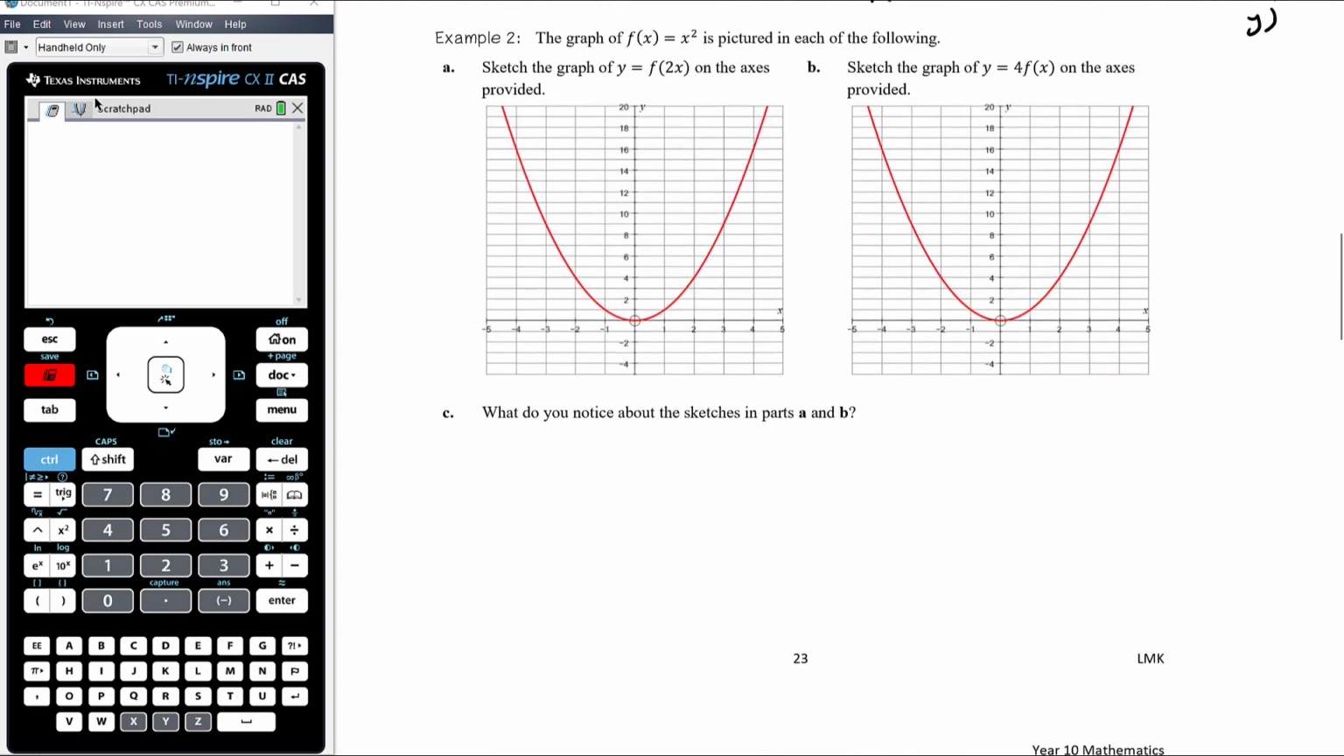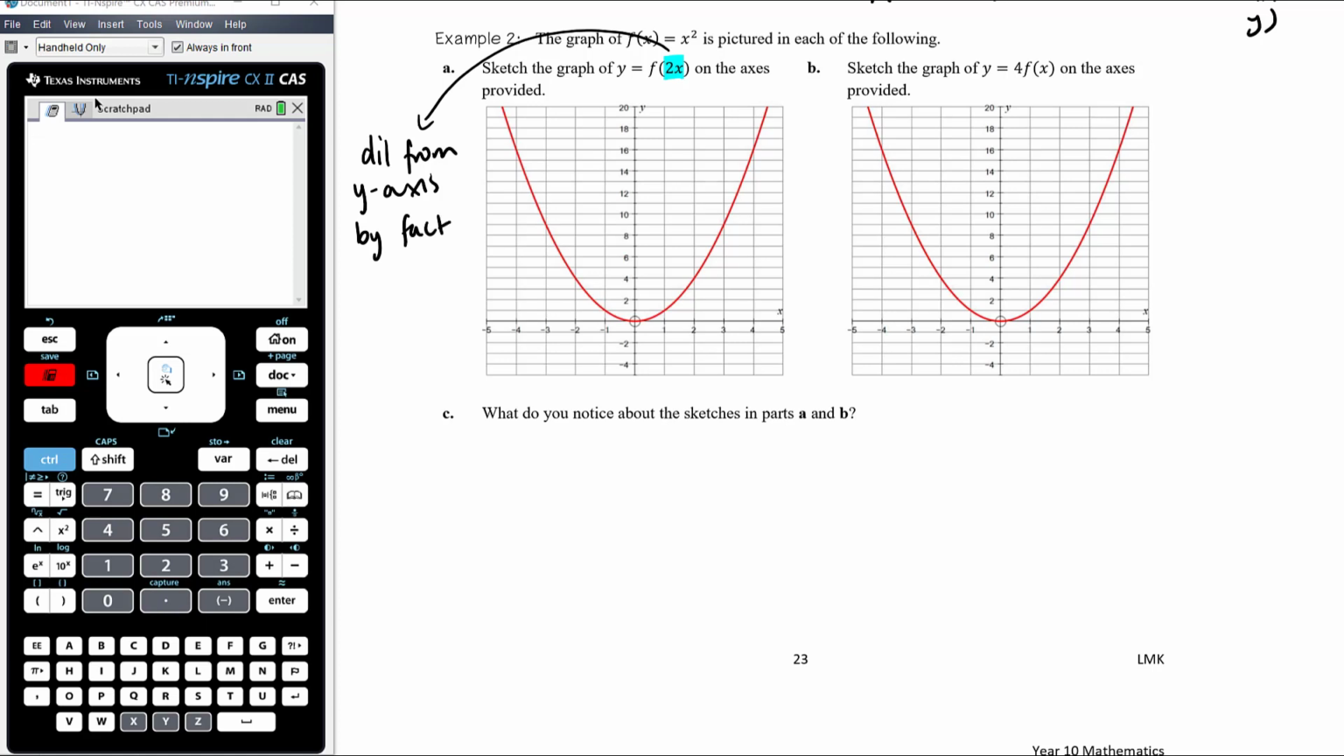Okay, let's have a look at example 2 here. The graph of f of x equals x squared is pictured in each of the following. Sketch the graph of y equals f of 2x on the axis provided. Okay, f of 2x, this is what we've just been looking at. So this is a dilation from the y-axis, because it's inside the function, not outside the function, but it's not by a factor of 2, it's by a factor of the reciprocal of 2, 1 over 2. So if we dilate from the y-axis by a factor of a half, that means we need to halve all the x-coordinates.